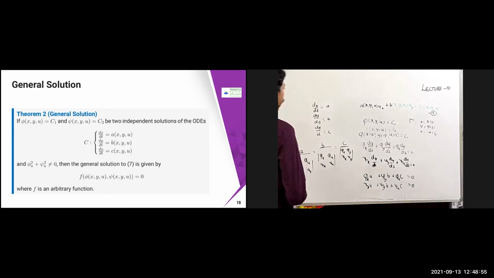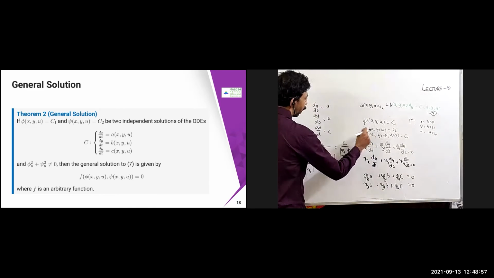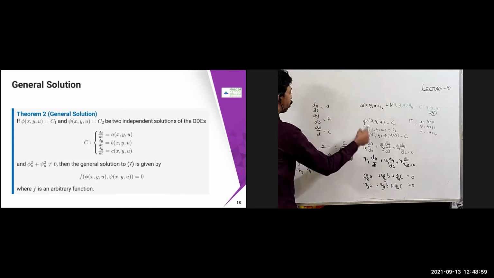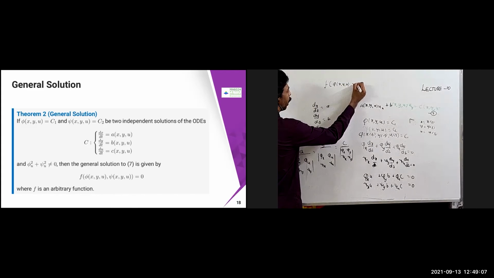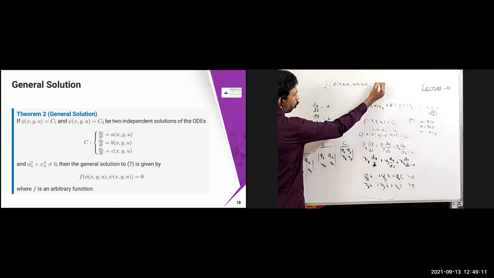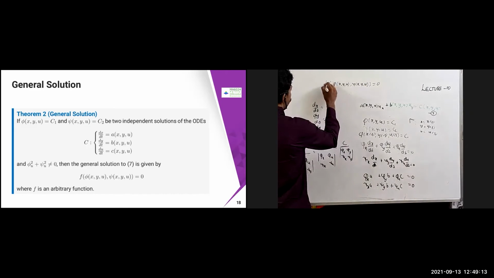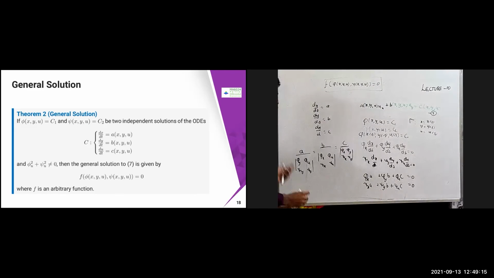Okay, what we are going to have is that I have pi and psi. From these two equations, I need to obtain a general solution, which is going to be some f of pi of x, y, u and psi of x, y, u equal to 0. This is my general solution. We'll prove this theorem. Okay, how do we obtain it?